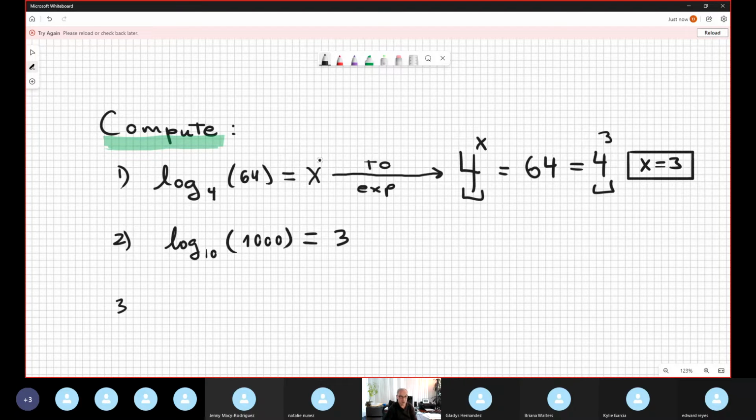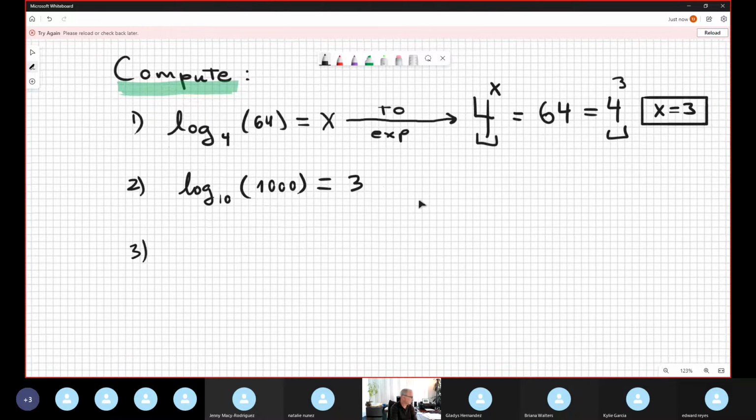Number 3. Look at that. Thinking about this is not hard, but confusing. It's a little bit counterintuitive. Suppose logarithm base 5 of 1 over 125, without a calculator. It is negative 3. Yes, she said it is negative 3.